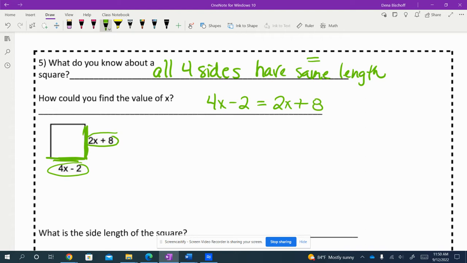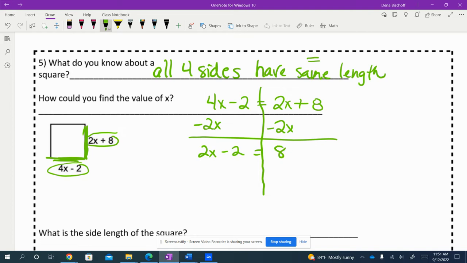Do you guys see how we did that? Because the sides are the same, and one side is represented by the expression 2x plus 8, and the other side is represented by the expression 4x minus 2, right? So can we solve it? How do you want to do that? Okay. I don't want to subtract the 8 yet. I'm going to subtract out the 2x. So 2x minus 2 equals 8.